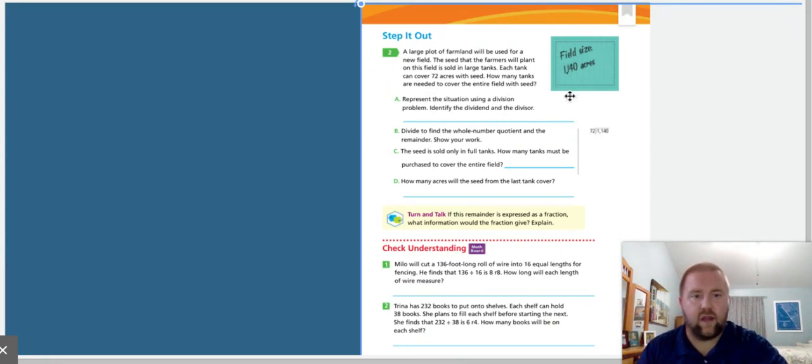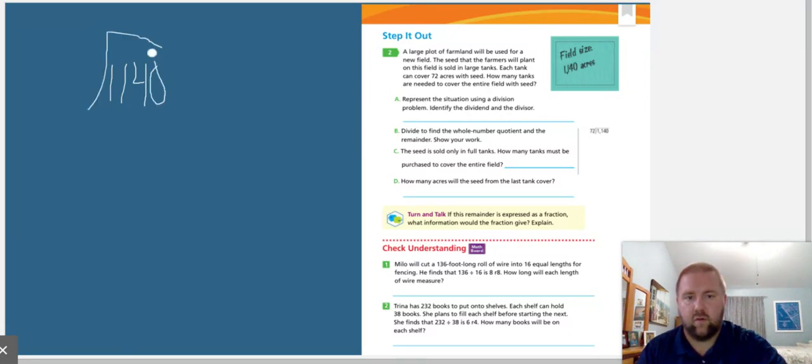Well, we've got right here in this example 1,140 acres. So that's our dividend. And then we have our divisor, which is 72. So to figure out, 72 can't go into 11. It can go into 114 one time. I'll subtract the 72. 4 minus 2 is 2. 11 minus 7 is 4. Divide, multiply, subtract, and then bring down.